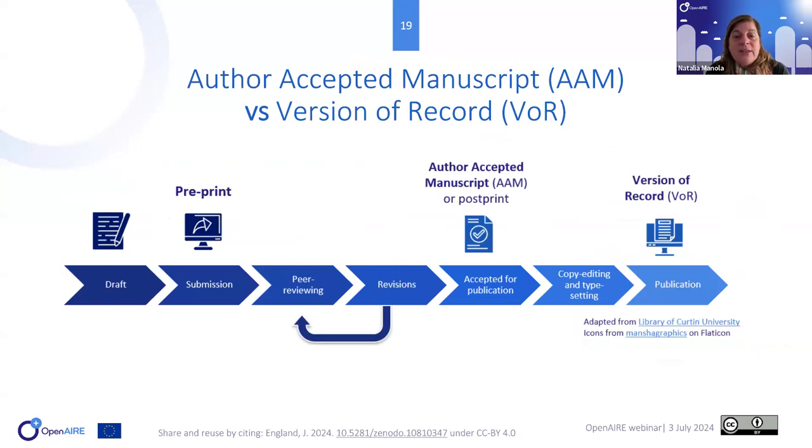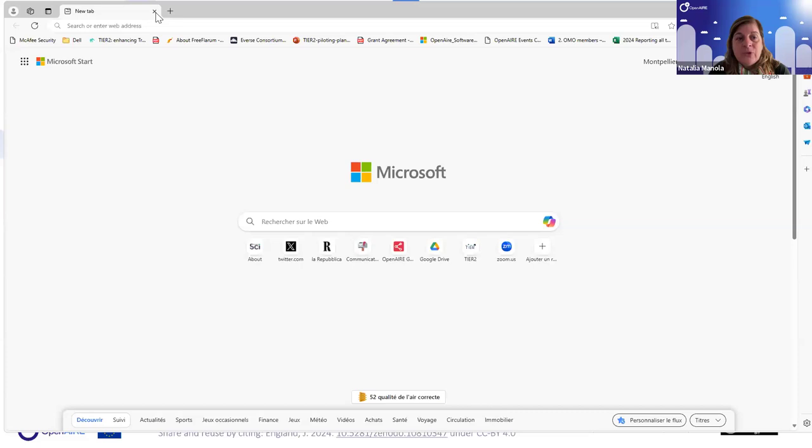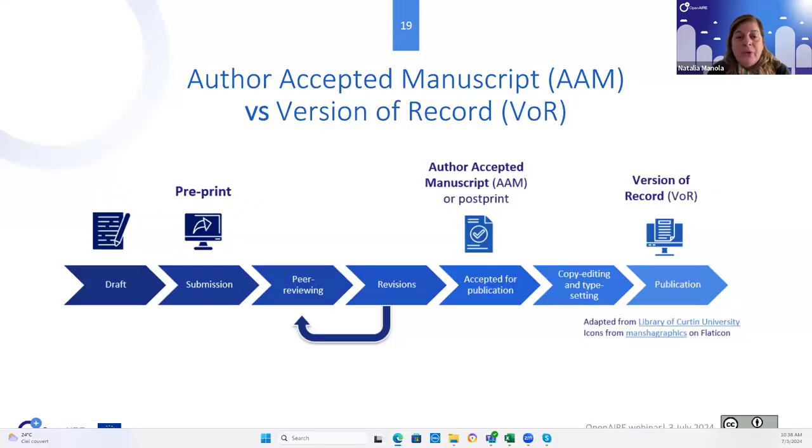So, author accepted manuscript versus version of record. You have your draft, and you submit to a publisher. What would be good there, and this is a common practice in many communities, is that when you submit to a publishing platform, publisher or conference, you also submit to a preprint server. For example, arXiv, bioRxiv; there are global preprint servers at the disposal of everyone.